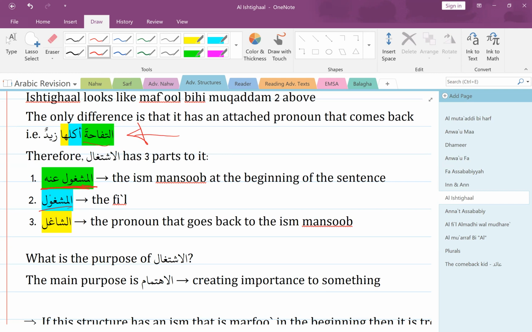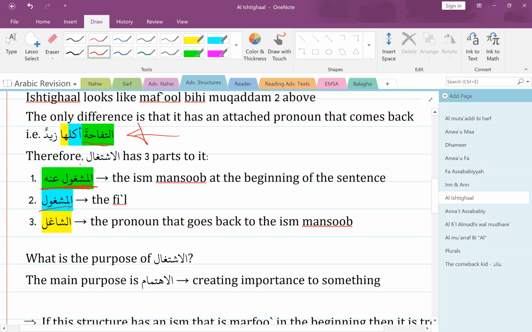Then you have a شاغل, which is the pronoun. So you have those main three parts that are important in this structure of اشتغال. All right, is that clear? So you can actually see I've color coded them here, so you can see the green part is the مشغول عنه, then the مشغول, then the شاغل.